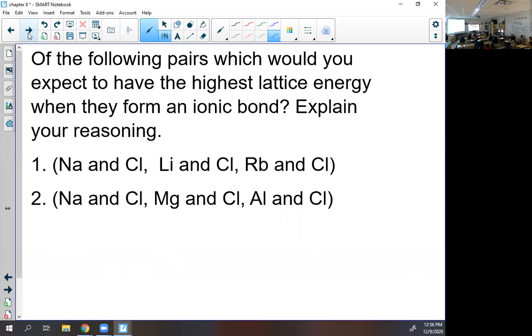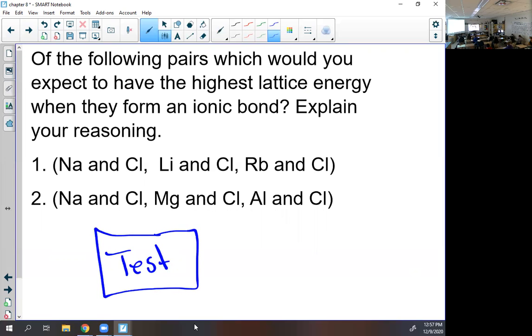So of the following pairs, which would you expect to have the highest lattice energy when they form an ionic bond? Explain your reasoning. You will have questions on the test exactly like this. Don't take the next test unless you know how to answer this question. Well, still take it, but you should know how to answer this before you sit down that day.